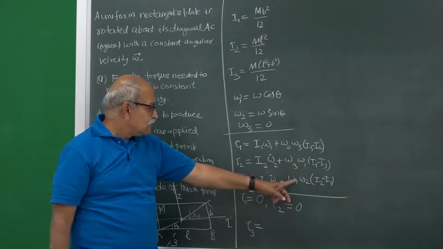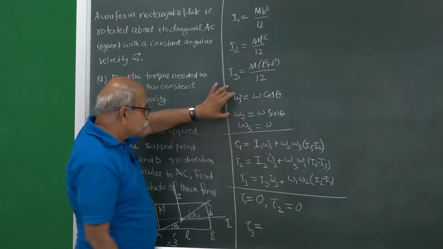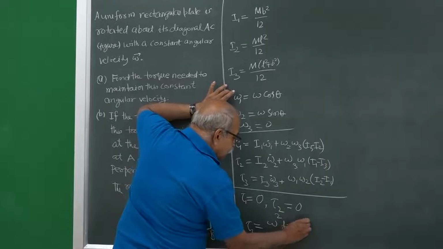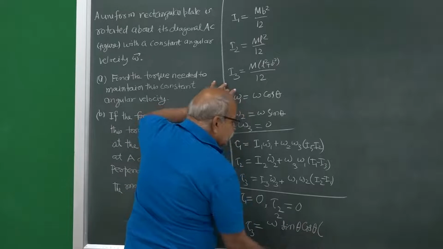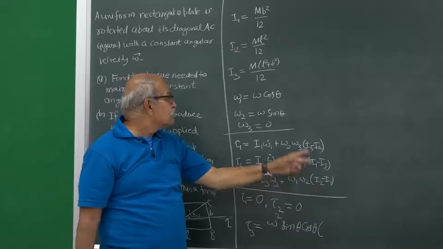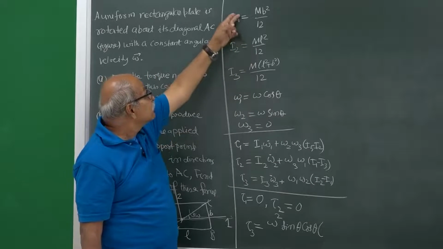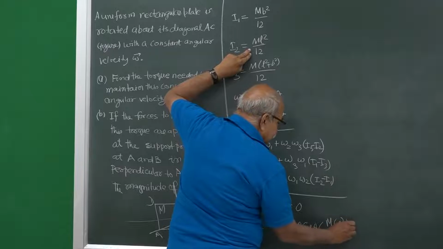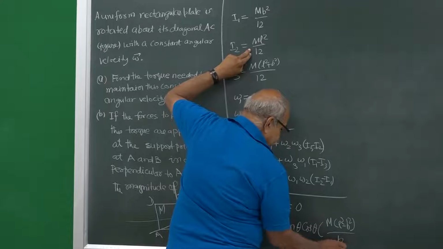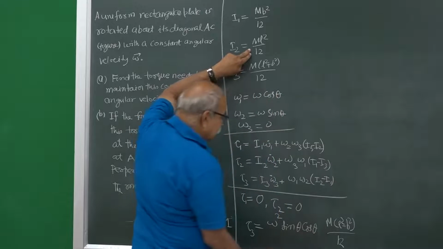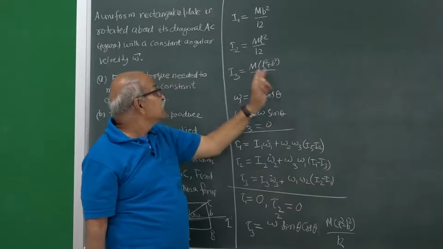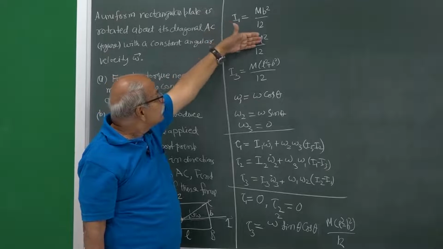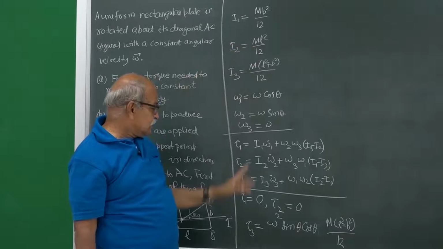Here it is omega 1 into omega 2, and that is omega square sin theta cos theta, and then I2 minus I1. So, I2 is here and I1 is here. I2 minus I1 is m into (L square minus b square) divided by 12. This is the torque.